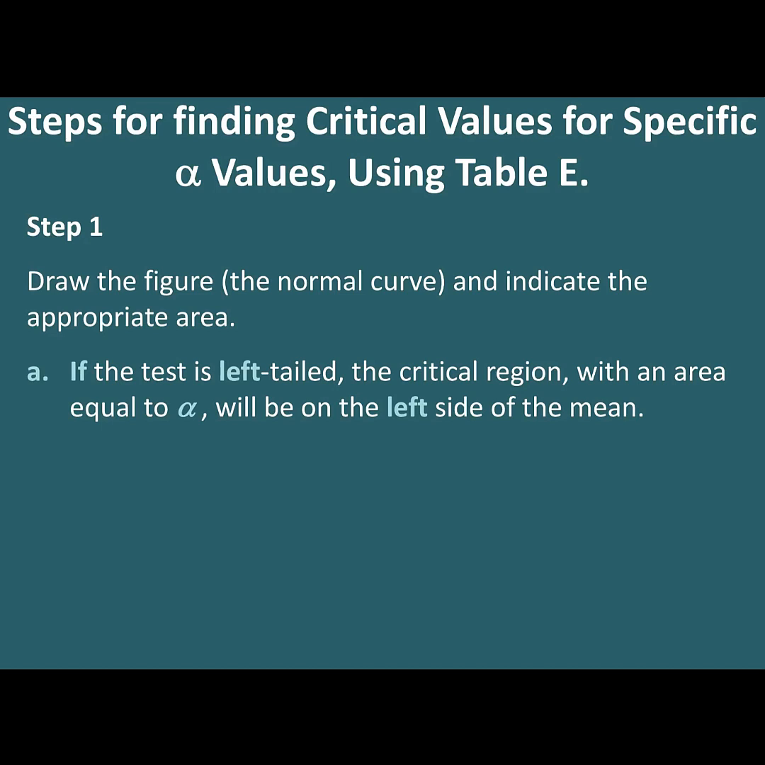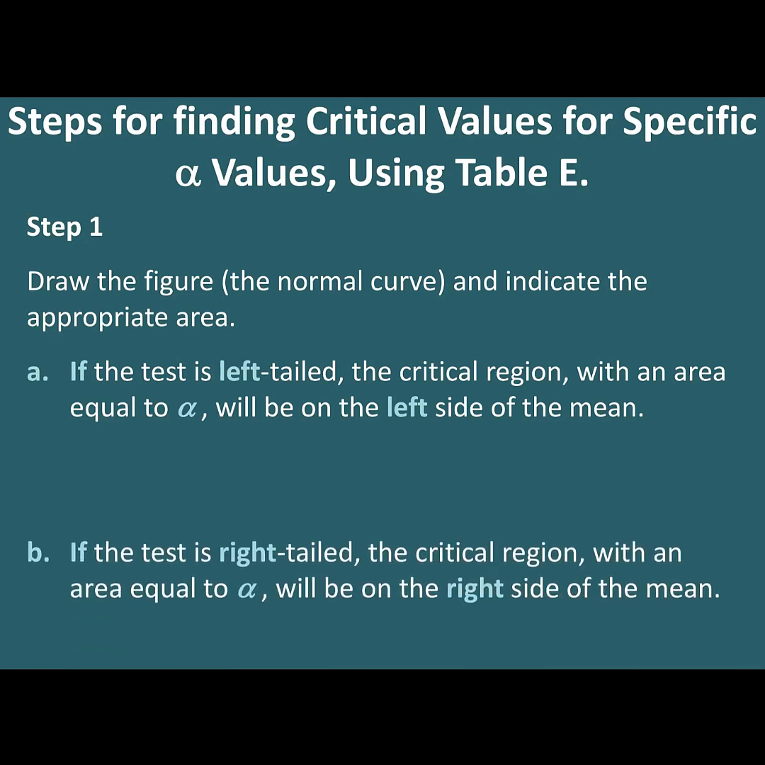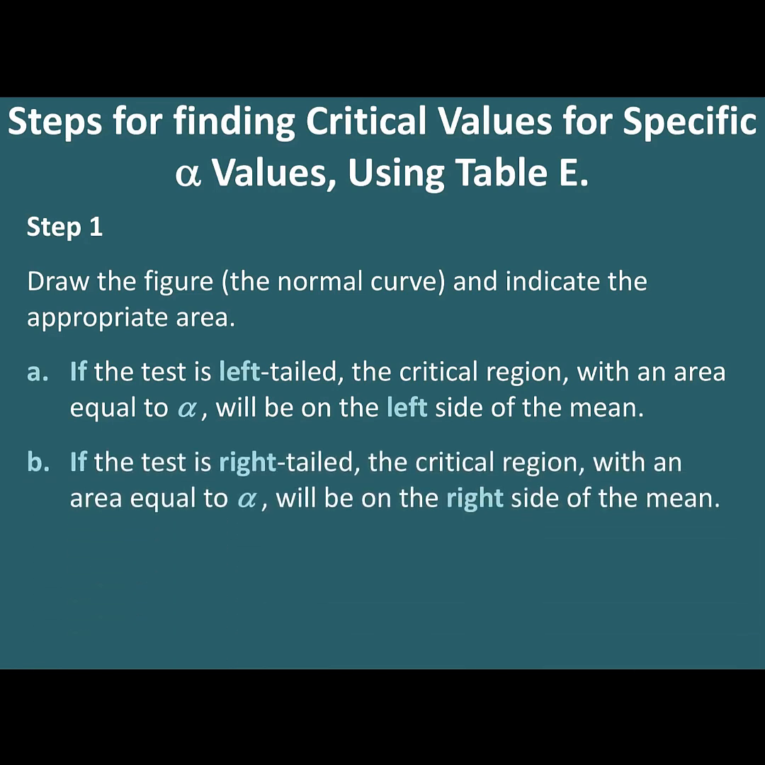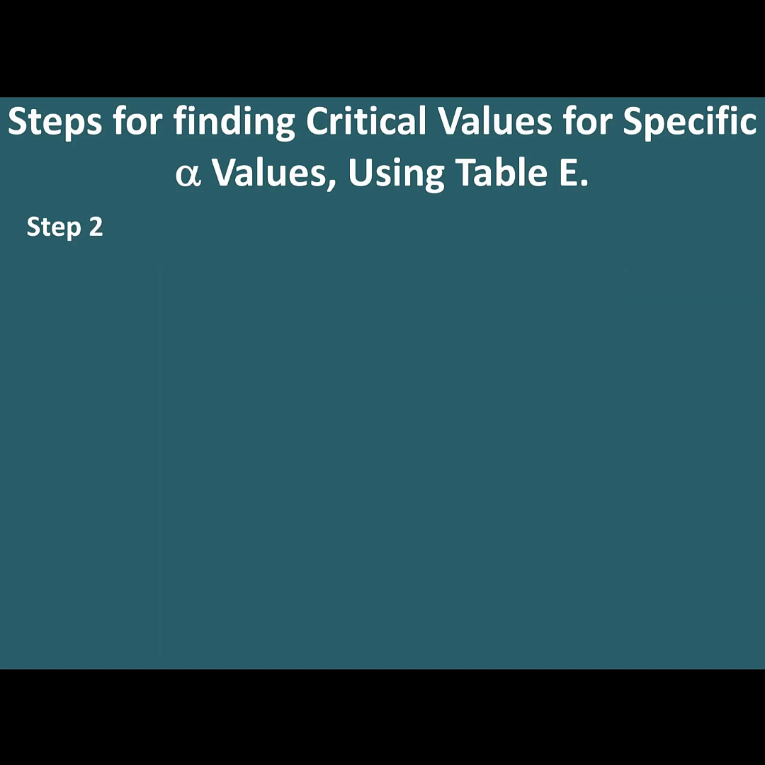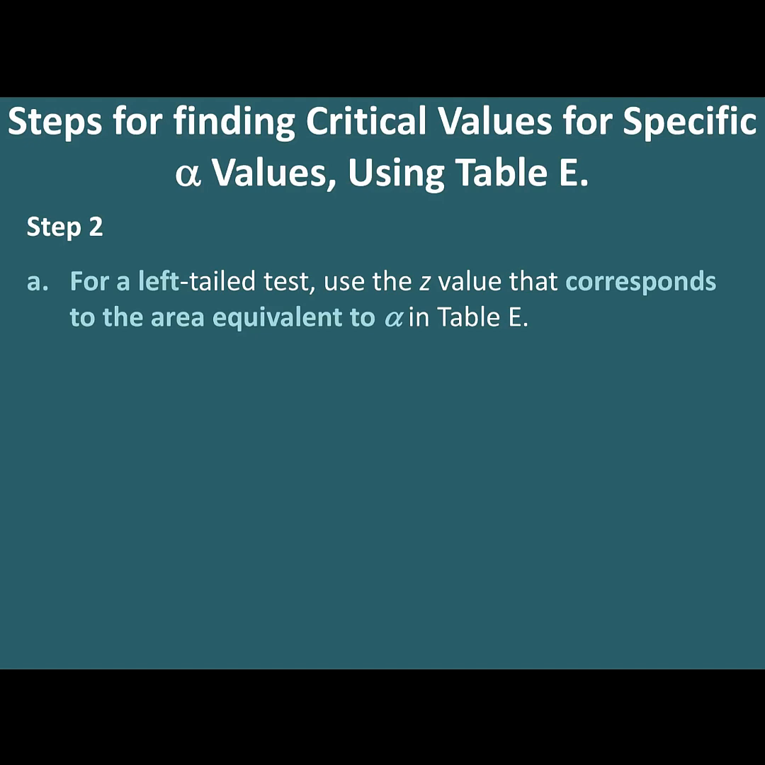First, if the test is left-tailed, the critical region with an area equal to alpha will be on the left side of the mean. If the test is right-tailed, the critical region with an area equal to alpha will be on the right side of the mean. If it's two-tailed, then alpha must be divided by 2. 1/2 of the area will be to the right of the mean, 1/2 of the area will be to the left of the mean. Once this is established, go to step 2.